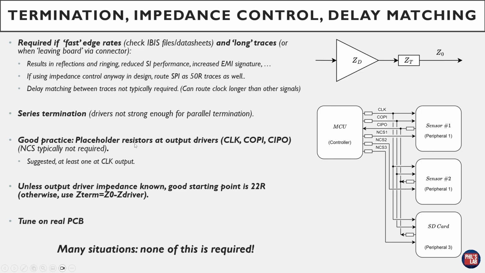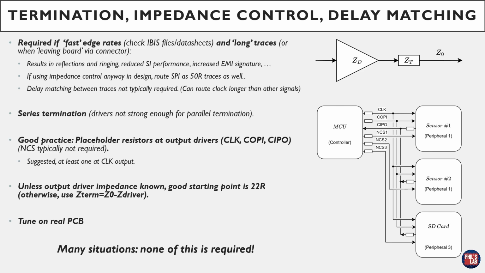So I'll put placeholder resistors, so to speak, at the output drivers. So at the controller, that would be the clock pin, the controller out peripheral in pin, and at the peripheral, that would be the controller in peripheral out pin, because that is the driving pin of the peripheral. And you can see that on the right hand side. So at the controller side, we have a clock, COPI termination resistors, and at the sensors at their outputs, the CIPO pins, we have these termination resistors on that side, so close to the output driver. Typically, the chip select lines do not need a termination resistor, but you can put one in for good measure.